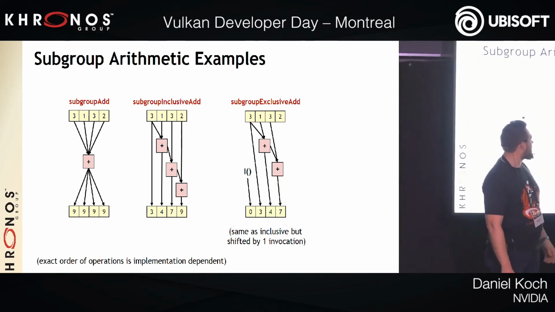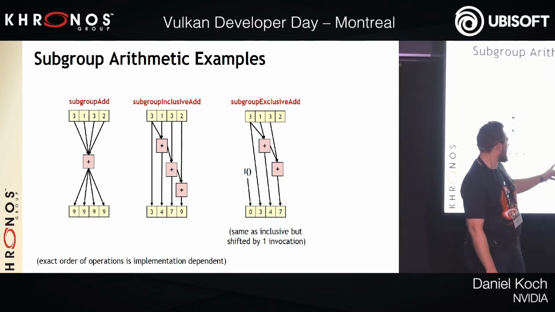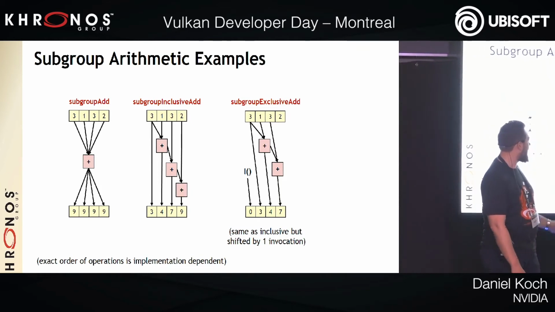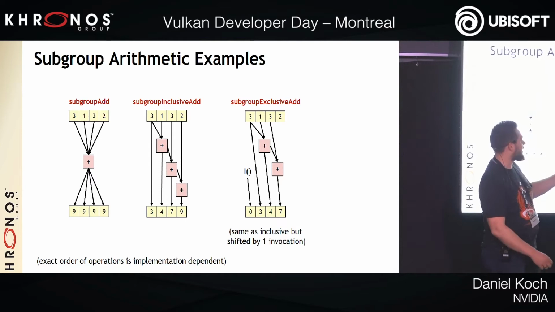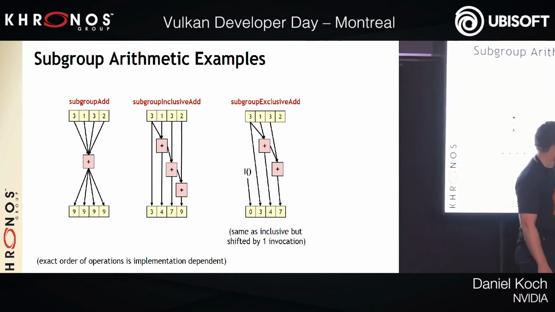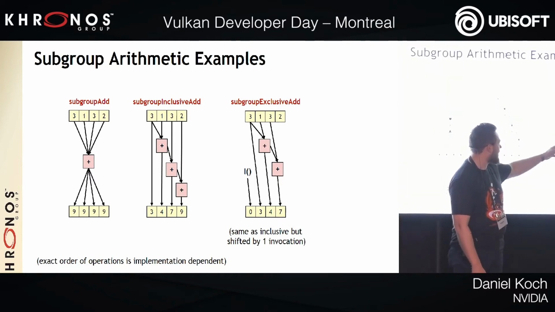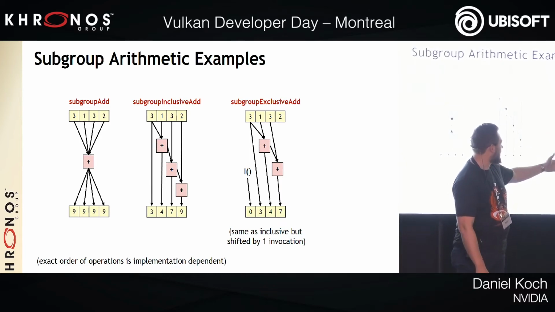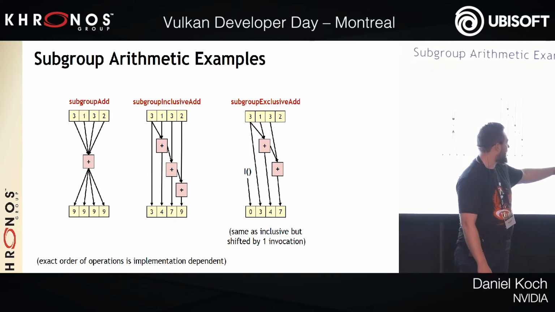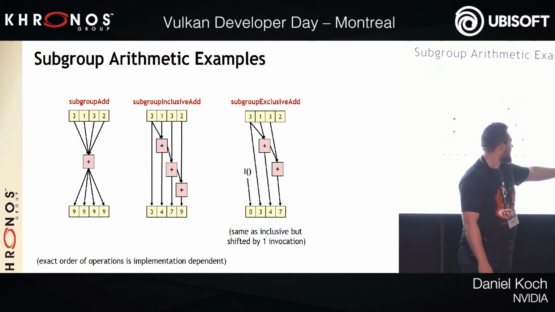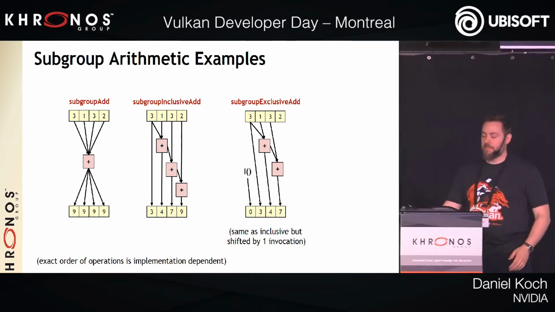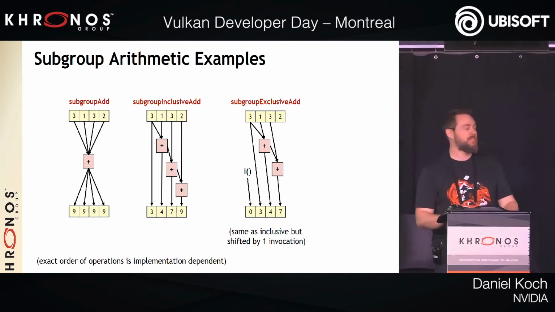Subgroup exclusive add. The thing to note here is that you actually get the same results, but shifted one to the right. They're basically up 1 thread because you're not including your own values. There is an identity defined for each operation. You can look in the spec if you really care what that is, but for addition, it's 0. So the first one gets the identity value, and thread 1 gets the value of thread 0, and so on and so forth. Any questions on that? That's hopefully fairly straightforward.